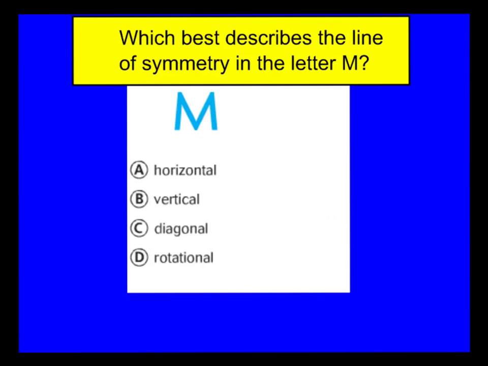Now if you chose that the best line of symmetry for the letter M was B, vertical line of symmetry, you are correct, and I'm going to show you why. If you were to make a line that went straight down, vertically down the letter M, you would see that if you folded the letter M on that dotted line, you would be able to match both sides up congruently. They would be the same size and the same shape.